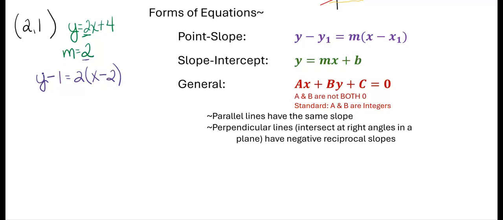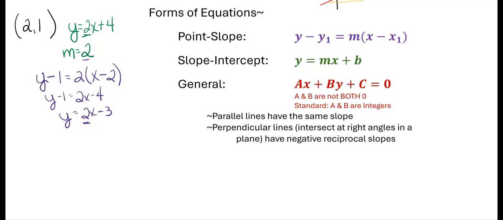I can leave it like that, but if I tell you to put it in slope-intercept or general form, you can do that as well. To put it in slope-intercept, you simply solve for y. So I get y minus 1 equals 2x minus 4. I add 1 to both sides, and I get y equals 2x minus 3. That is not the same equation as this one, but it is the equation of a line that is parallel to that one because they have the same slope. I can leave it in this form. If I tell you to put it in the general form, then you just put everything on one side and make it equal to 0.